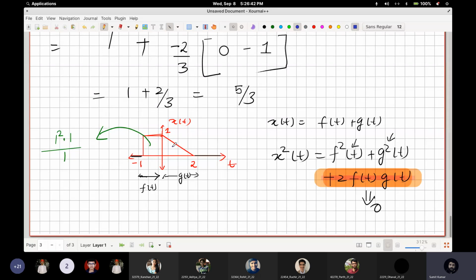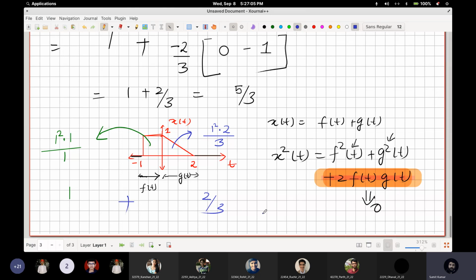So let me do this color. This is going to be what? 1 square by 3. A square, meaning 1 square times T. T is 2, divided by 3. So this part you got as 1, and from this part you got 2 by 3.